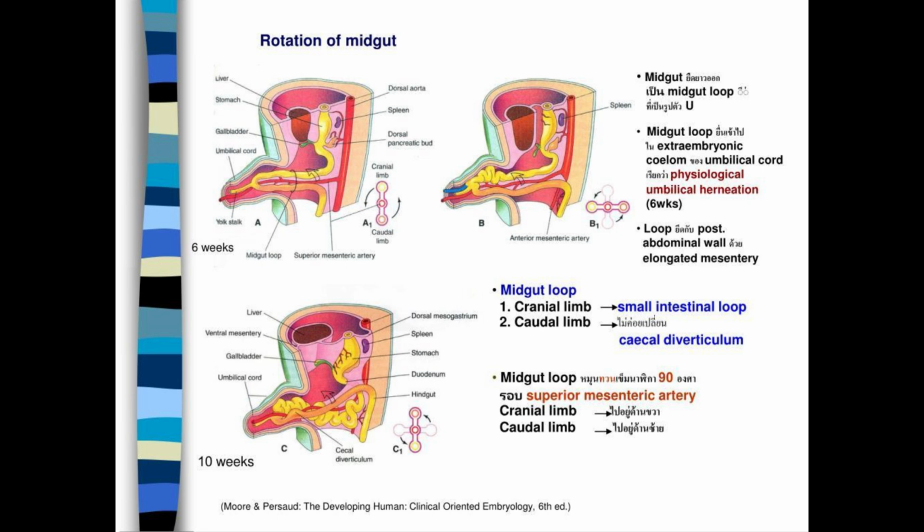Okay, phase 1. Phase 1 occurs while the gut is actively herniating out into the umbilical cord. As it pushes out, it rotates 90 degrees counterclockwise. So it's outside the body, twisted 90 degrees. What is it waiting for? It is waiting for the real estate market in the abdomen to improve.